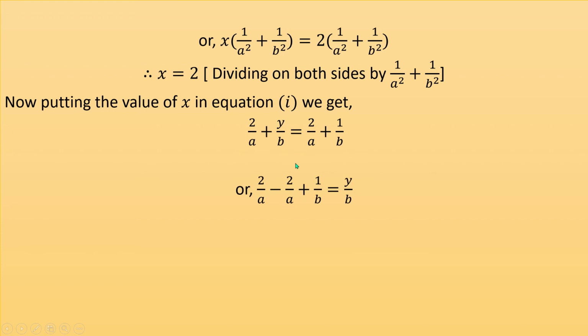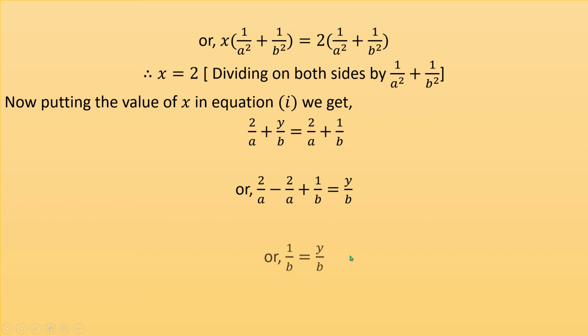Now calculate this. Here this equals 2 by a minus 2 by b plus 1 by b, and this part the same. Okay, y by b. I have just converted this to the right side, as here is 2 by a, so this part will be minus 2 by a plus 1 by b. You can take this to the left side, no problem.